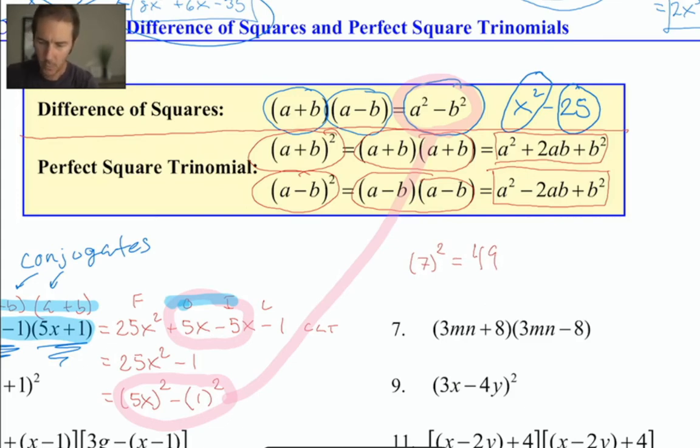Okay, well, what about this? Is this that I've just highlighted a perfect square? By our new definition, it is. Why? Because it's the result of having taken something and squared it. Therefore, a squared minus 2ab plus b squared is a perfect square.